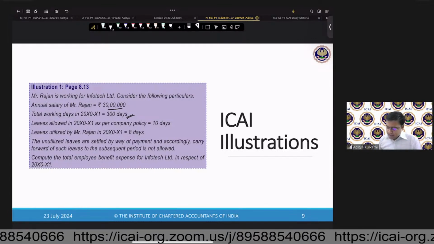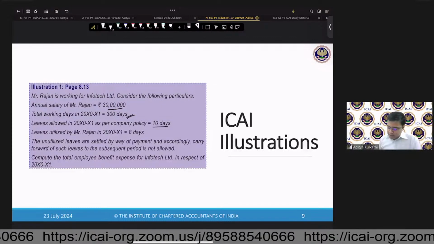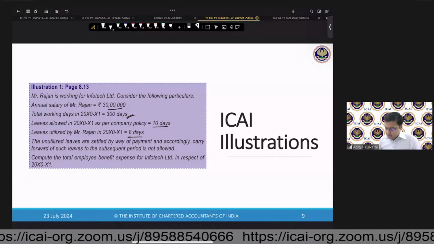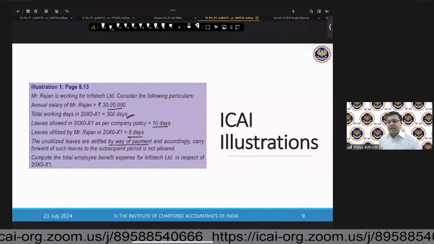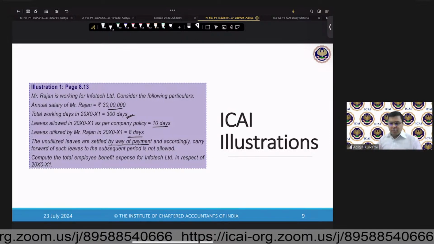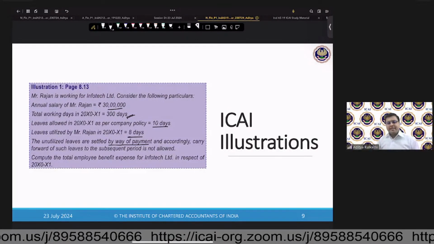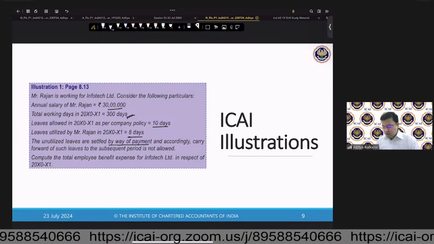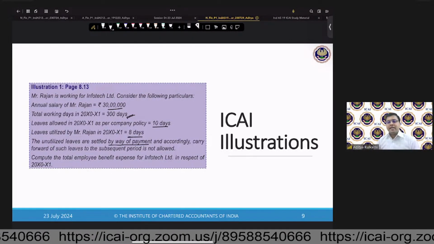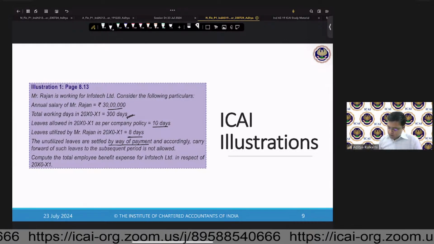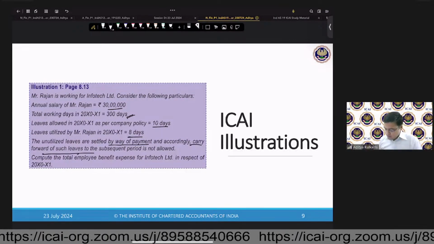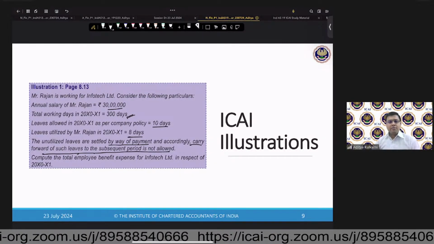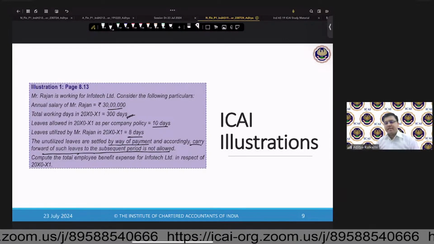Leaves allowed as per the company policy, 10 days. Leaves utilized is 8 days. That means still 2 days are unutilized. The unutilized leaves are settled by way of payment. So what is the category? Is it non-accumulating? Is it accumulating? In accumulating, is it vesting accumulated absences, or is it non-vesting accumulated absences? What is the nature of these unutilized leaves against which a cash payout is happening? Carry forward of such leaves to the subsequent period is not allowed. So come on, tell me. What is the nature of employee benefit in this case?